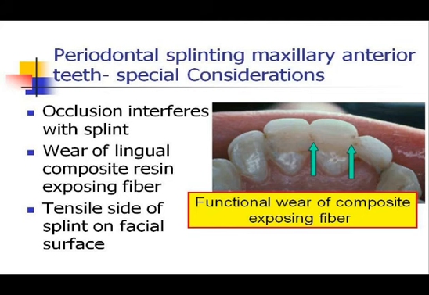When we splint maxillary anterior teeth, we need to look at special considerations. When we place a splint on the lingual surface, the occlusion will interfere with the splint. We'll see functional wear of the composite, in many cases exposing the fiber. The tensile side of the splint is on the facial surface, and that gives us our greatest reinforcement.